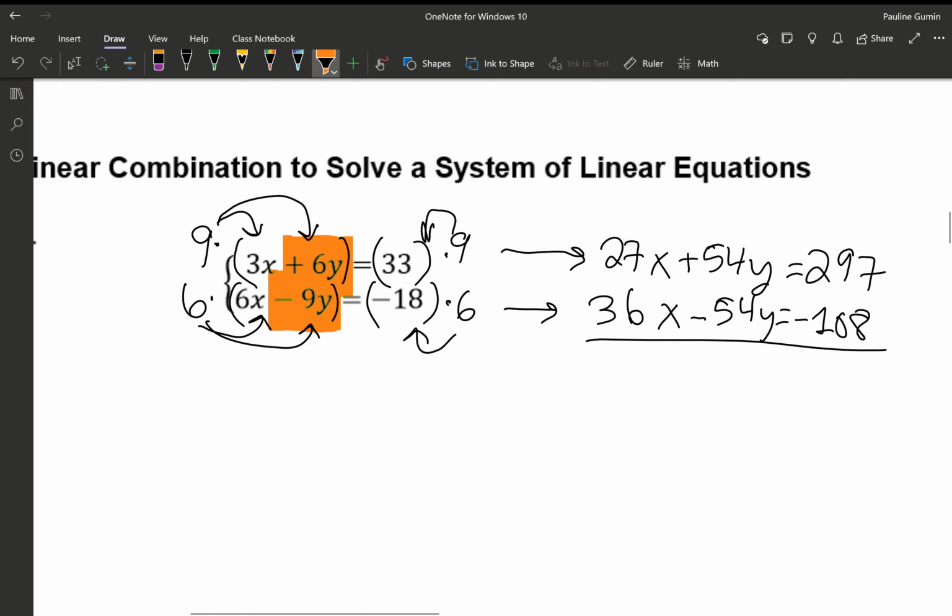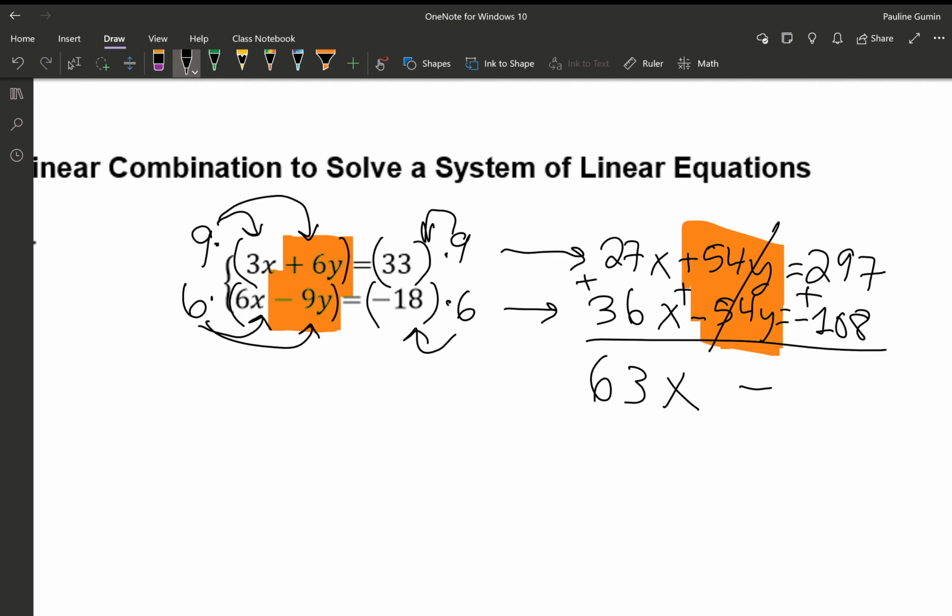Now, check out what happened with our y's. We officially have opposites. Wonderful. They cancel. Now we can add everything going up and down. 27x's and 36x's, if I add that together, I get 63x. And 297 plus 108 is going to be 189. And I'm going to finish this problem by dividing both sides by 63. x equals 3.